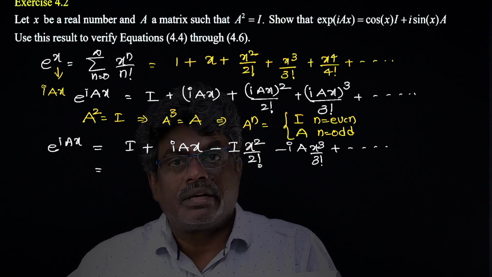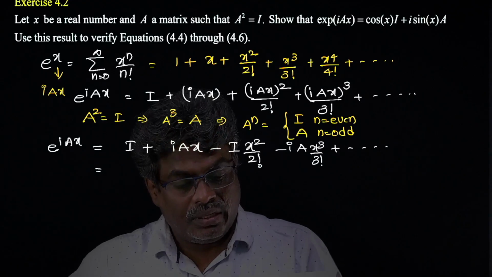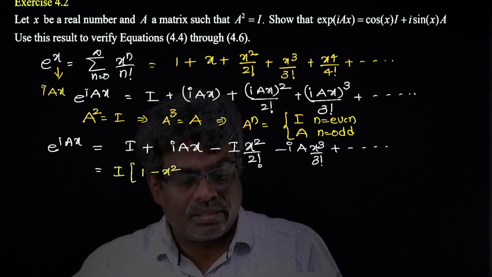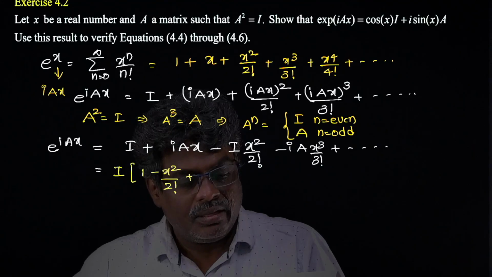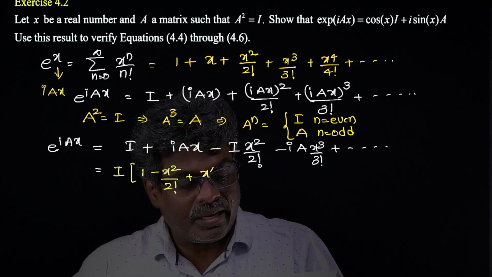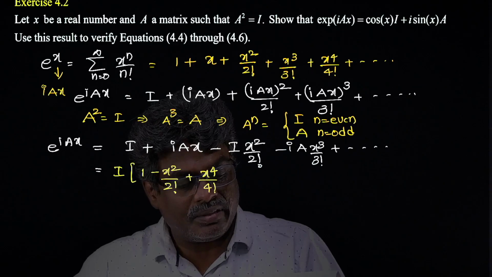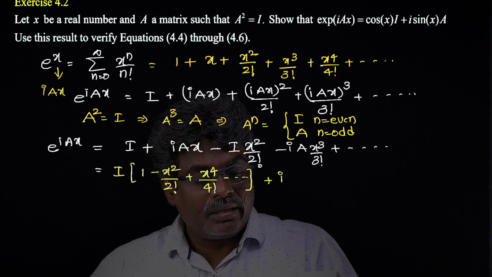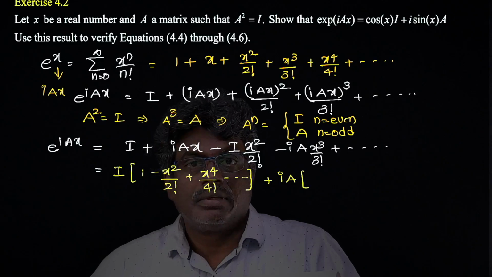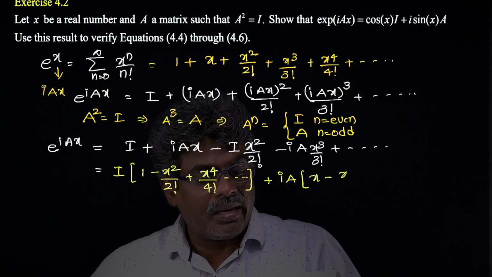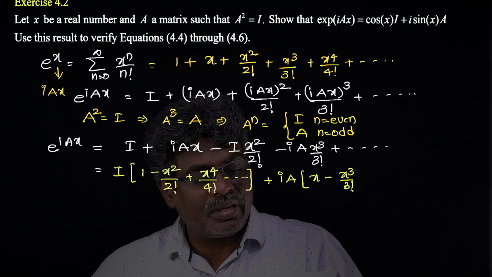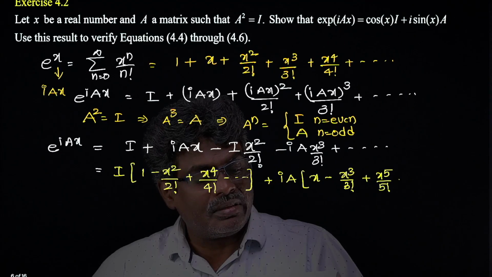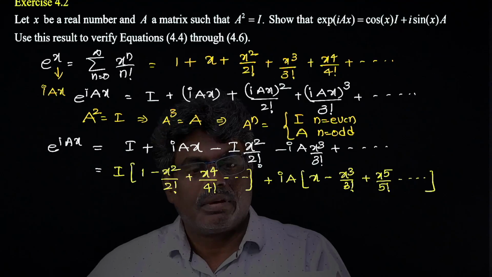Now I am going to take I common, so I will get 1 minus x square by 2 factorial. If you proceed a few more terms, you will get plus x power 4 by 4 factorial, right? And the next, plus i A I am taking common, then I will get x minus x cube by 3 factorial plus x power 5 by 5 factorial, and so on, right?